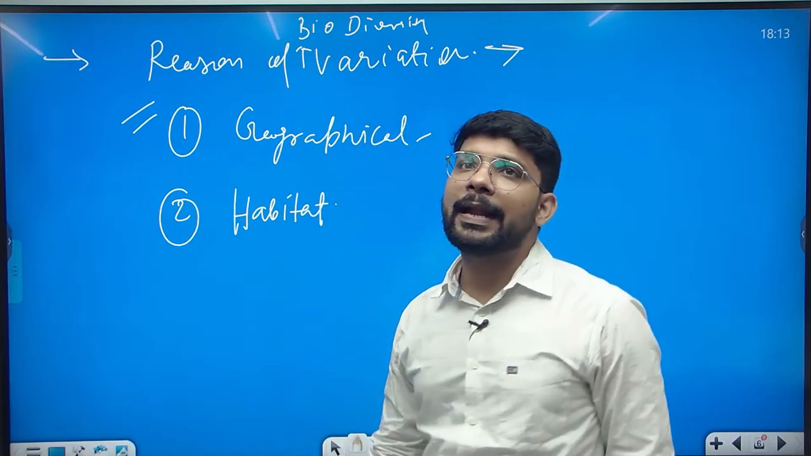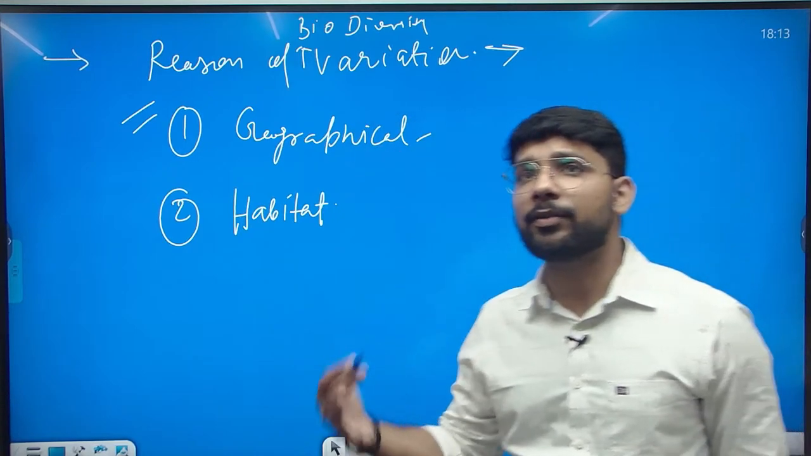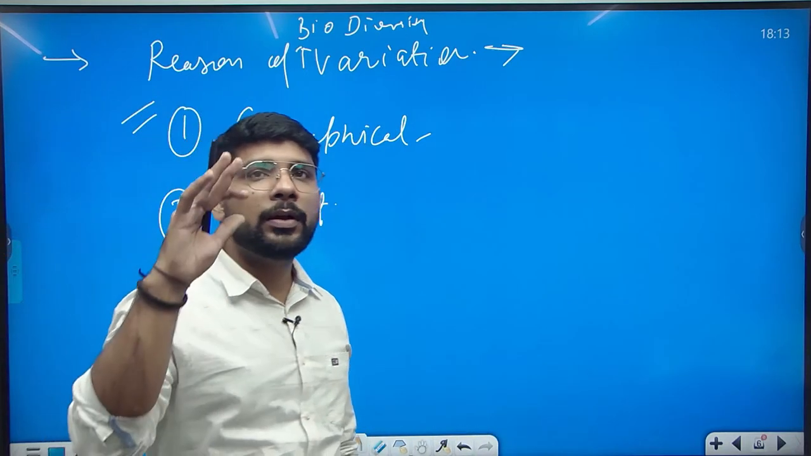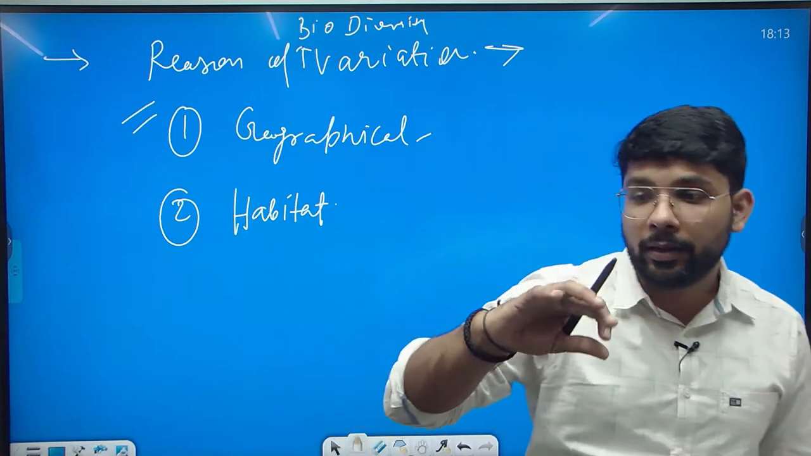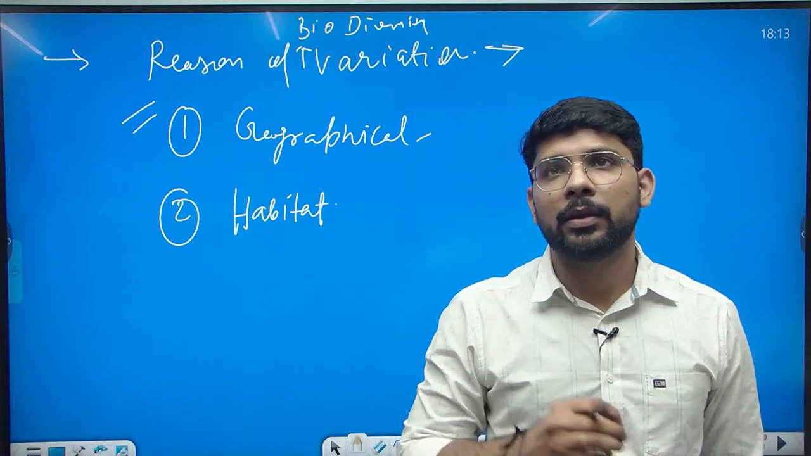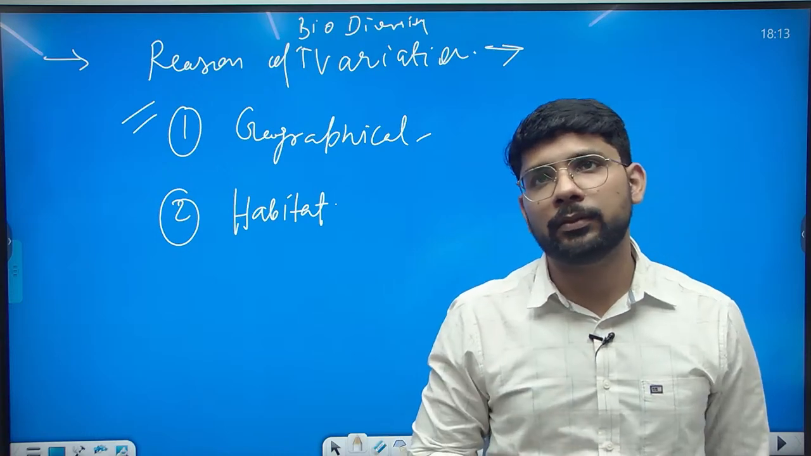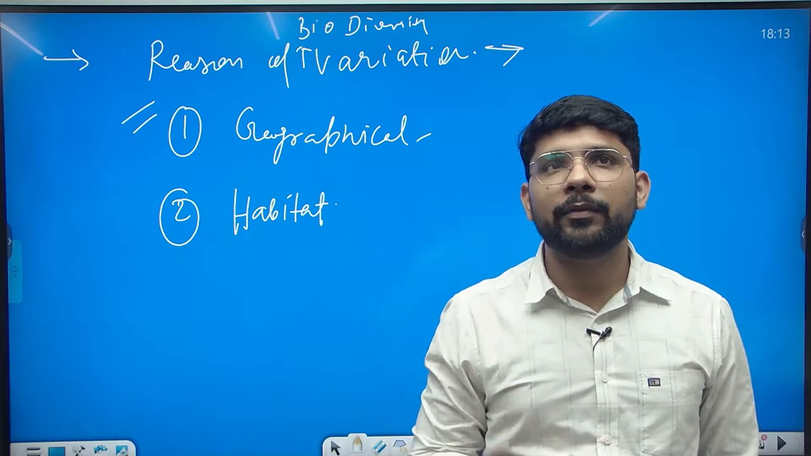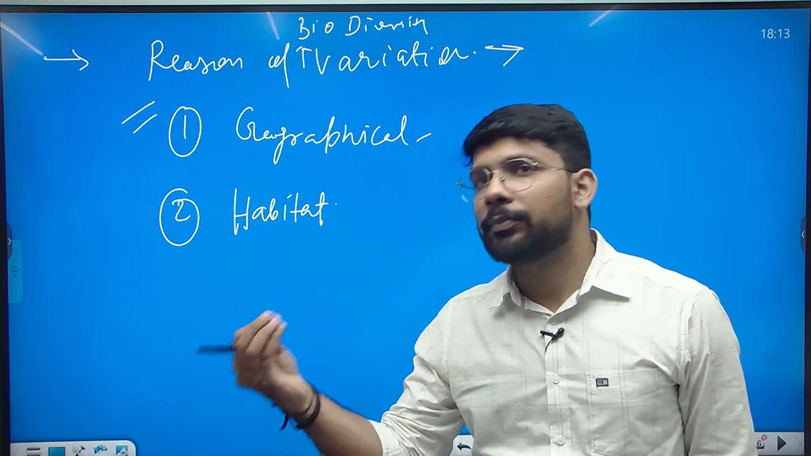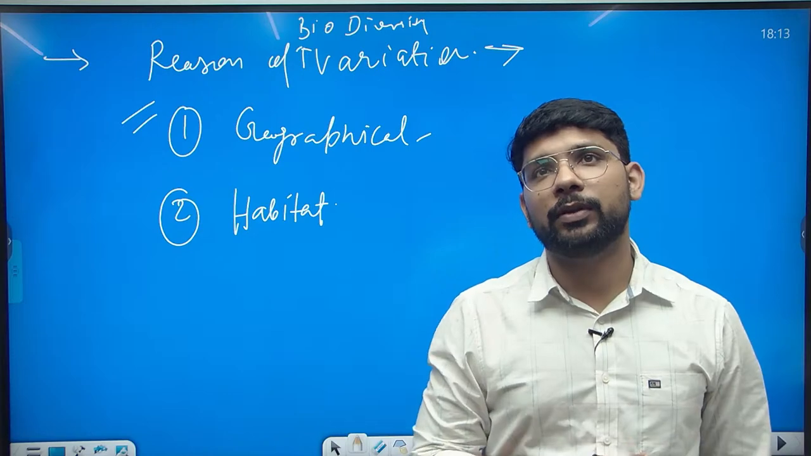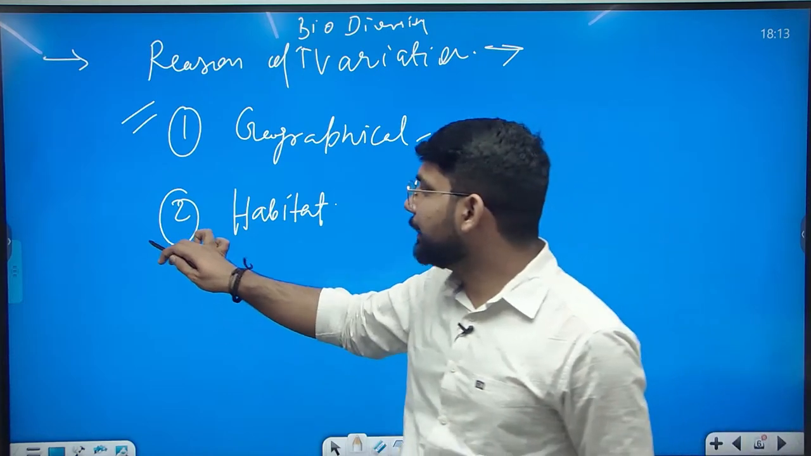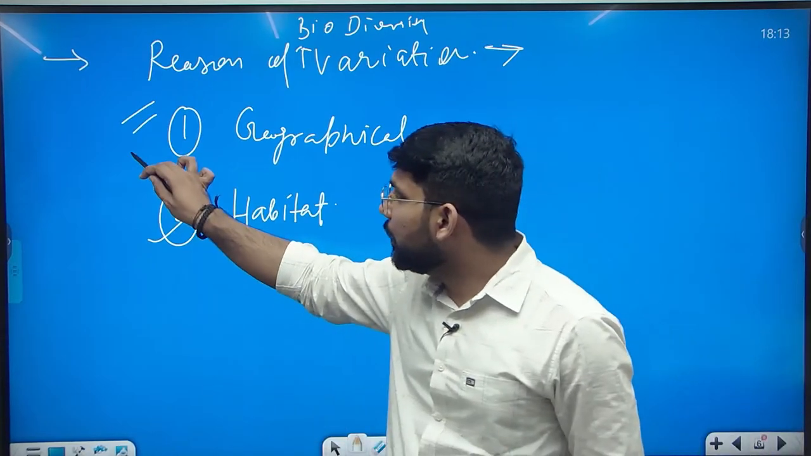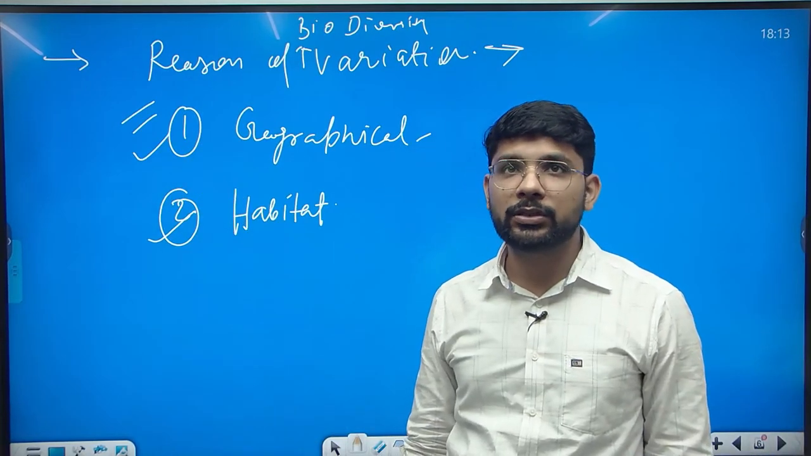Which kind of habitat the organism has, which kind of habitat the plant species living in a specific area have. Some plants are adaptable to arid regions. Some you can find in the Himalayan region, some even in a desert region. There can be tropical rainforest, subtropical rainforest, dry deciduous forest. So habitat is one of the reasons behind the variation, and geographical factor is another.